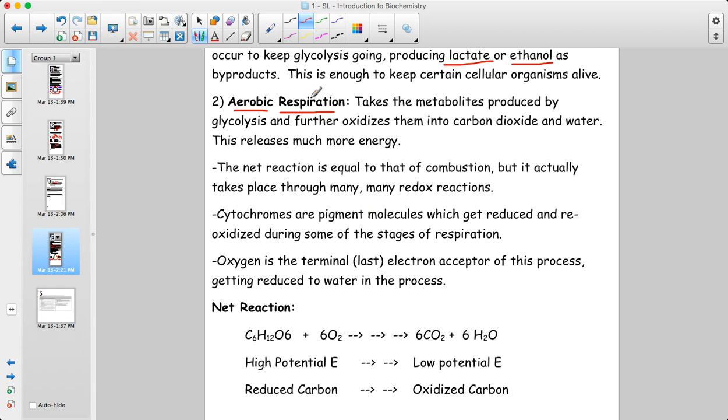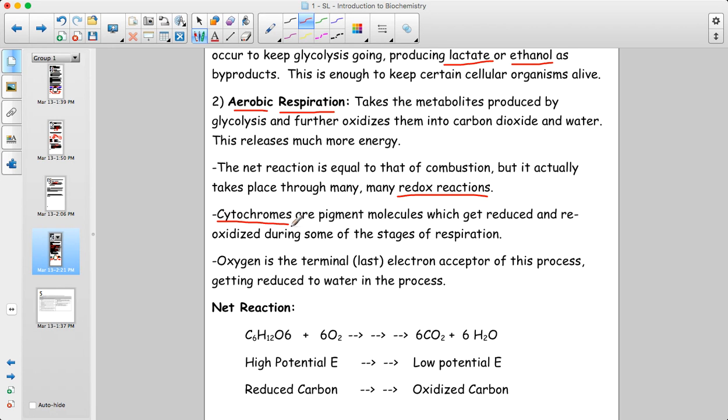And so the net equation actually is exactly the same as combustion, which is pretty amazing. However, it's much more complicated, and it's a series of many redox reactions instead of just one very fast redox reaction when you burn something. But you can get out the same net amount of energy when you consume glucose as when you burn it. It is the same net reaction.